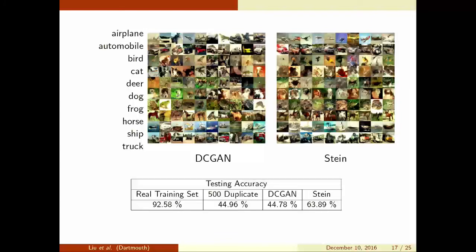We also did another experiment, in which case we used the simulated images as a training set to train a classifier and test it on the real testing dataset. In this case, we do find it's better than DC GAN, but I think it's still unclear whether this is a good measure. I think it's still an ongoing argument. What's the really good way to evaluate these methods?